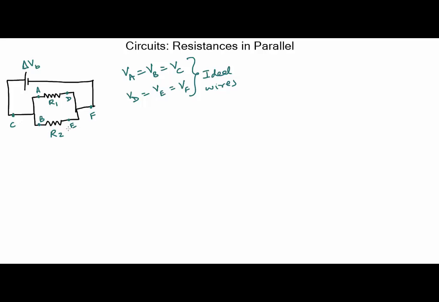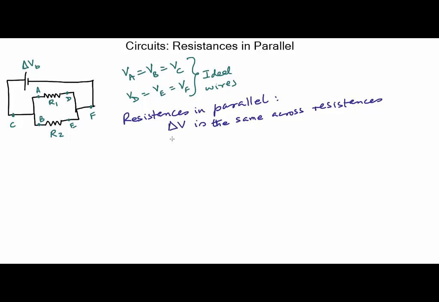But those potential drops will be the same amount because the potential on either end is the same. And that's a key point. So whenever we have resistances in parallel, the potential difference delta V is the same across all resistances. So in this case, delta V1, where delta V1 is the potential difference across R1, equals delta V2, the potential difference across R2. Now let's bring current into the picture.